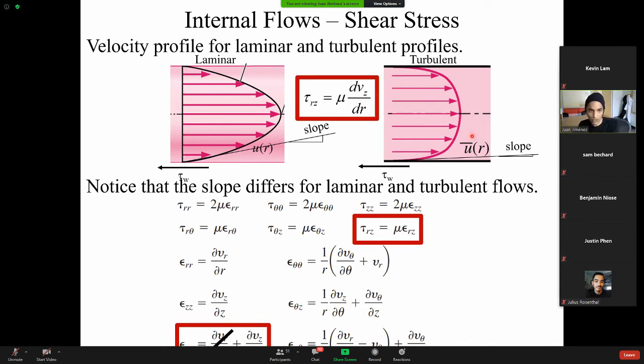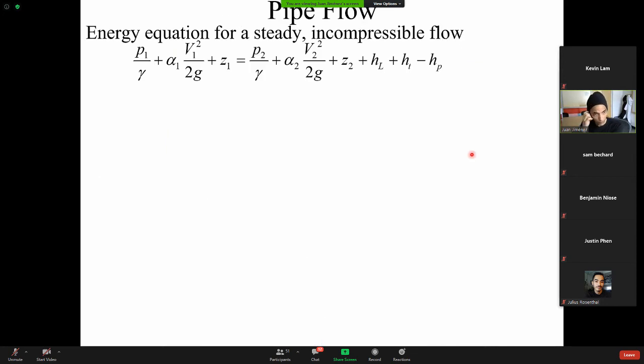Okay, and so your wall shear stress is going to look something like this, where it's going to be mu times that velocity gradient. So for turbulent flow, that slope is going to be much larger. So turbulent flow is going to lead to higher wall shear stress, higher losses. So from there, we said, hey, let's go back to the energy equation so that we can actually figure out losses in a pipe.